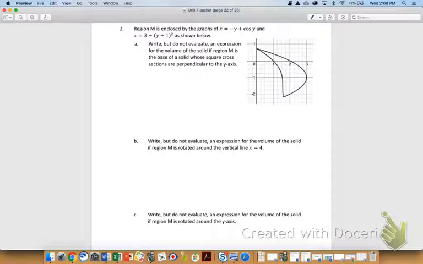Play around with it. You've got about 12, 13 minutes. And once you find the intersection points, I'm hoping that most of these will go pretty smoothly for you. So check it out. See how it all goes.